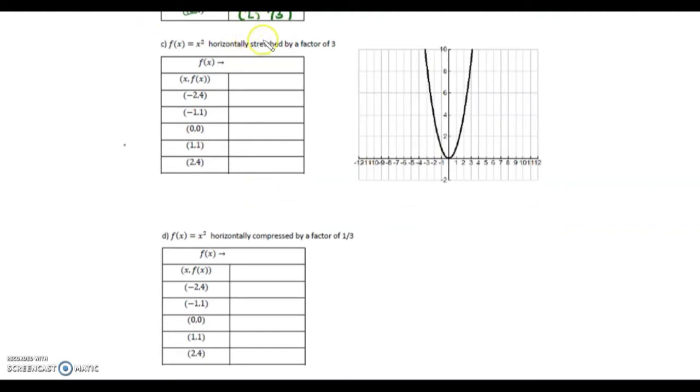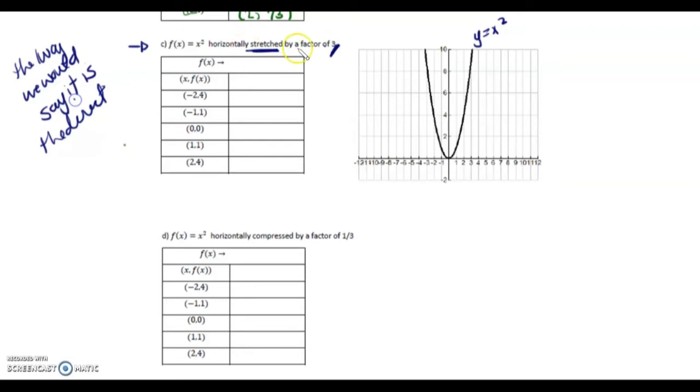Now we're going to talk about horizontal stretches and compressions on this parabola. This is our original parabola, y equals x squared. What are we going to get for the equation if it's horizontally stretched by a factor of 3? Since it's stretched, it's going to look opposite in the equation. We can make a little note: the way we would say it is the direct way.